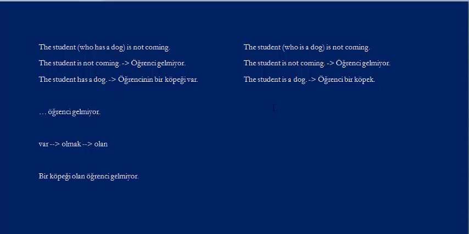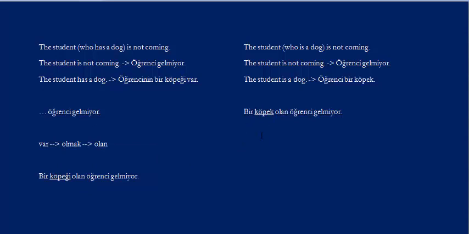Now, the same thing. You start with öğrenci gelmiyor. And this is gonna come before it because it's our adjective. Which student? The one who is a dog. So you just don't repeat this one and you say bir köpek. And we use the verb to be, olmak. Olan öğrenci gelmiyor. Now please pay attention to this. Okay, I'm gonna underline it. Bir köpeği olan. So the only difference we make is this. Here, if it's the verb to have, we use it in the possessive form, third person, and here it's just nominative. So that's the only difference.